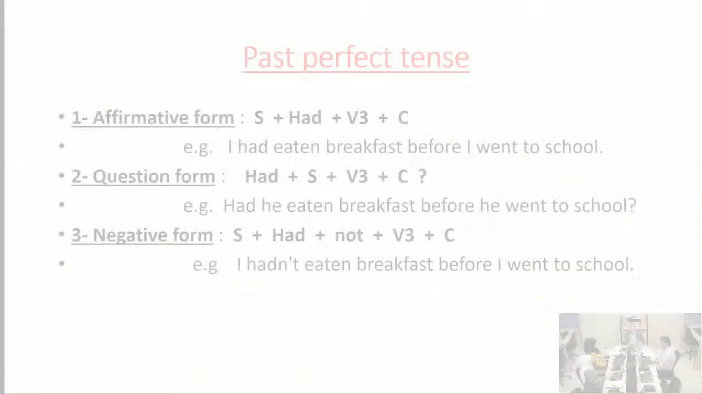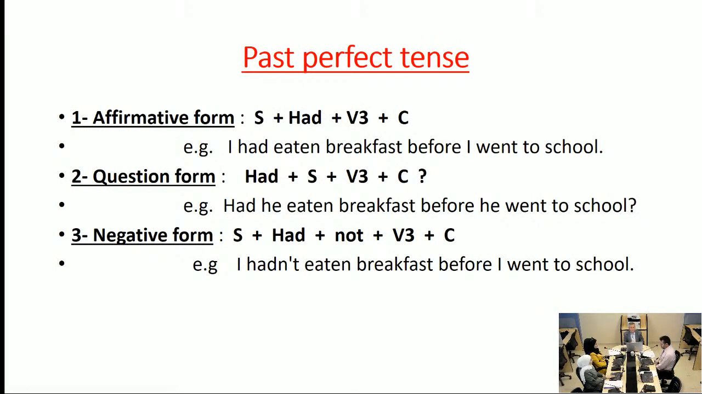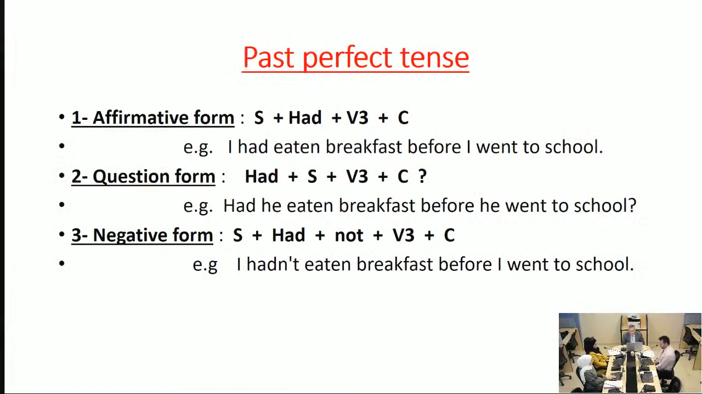Question form: had plus subject plus verb 3 and the complement. Example: had he eaten breakfast before he went to school? Number 3, negative form, which is subject plus had plus not.